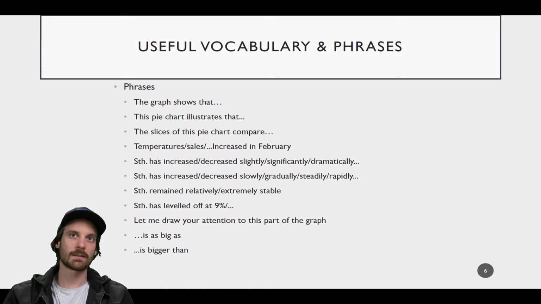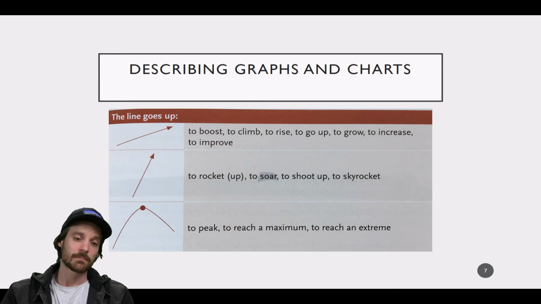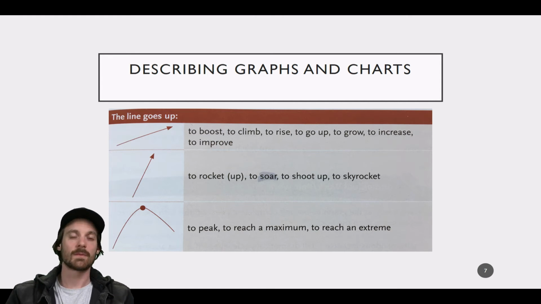Yeah, those are basically the words that you have to use or should use. And now I'm going to tell you how you can use different words for describing graphs and charts. In this case, we're talking about something that increases. So something can boost, something can climb, something can rise, go up, and so on.